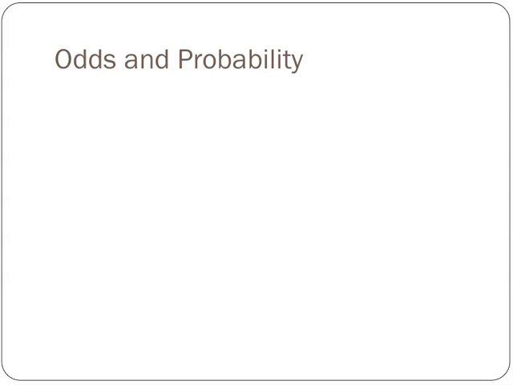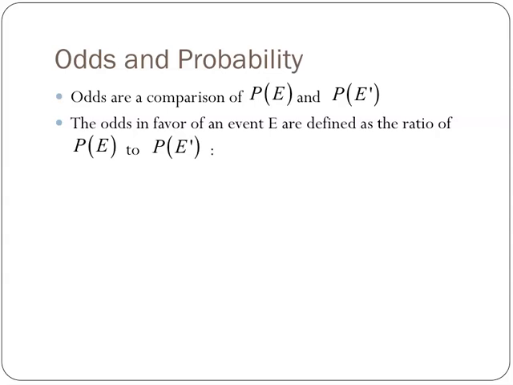Now another thing that you'll encounter when we're talking about probability is actually odds. Odds are a comparison of the probability of some event occurring and the probability of that event not occurring. So the odds in favor of an event E are defined as the ratio of P of E to P of E prime. So you would put P of E on top and P of E prime on the bottom. Now the probability of E prime cannot equal 0. It is absolutely possible that E prime is equal to 0, so just be aware of that.